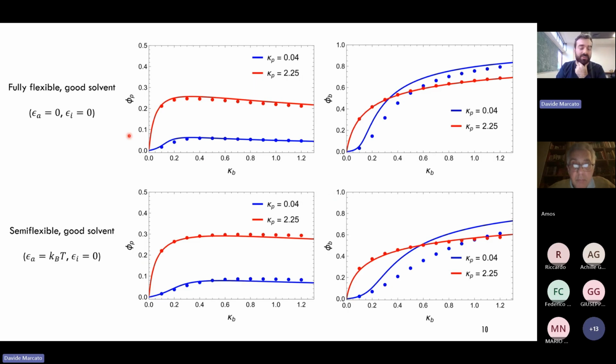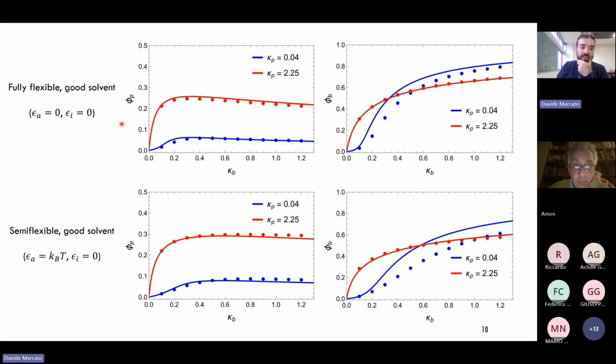These are the results that we obtain. So on the top row here, you have fully flexible chains because epsilon_A, the bending stiffness, let's say, has been set to 0. And also epsilon_I, the nearest neighbor interaction, has been set to 0. So in this case, there is only entropy, sorry, only excluded volume.